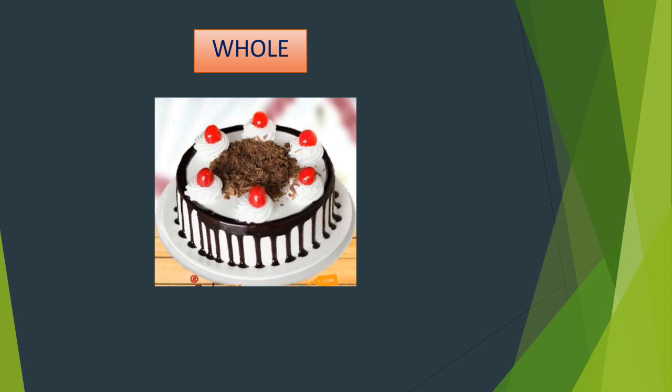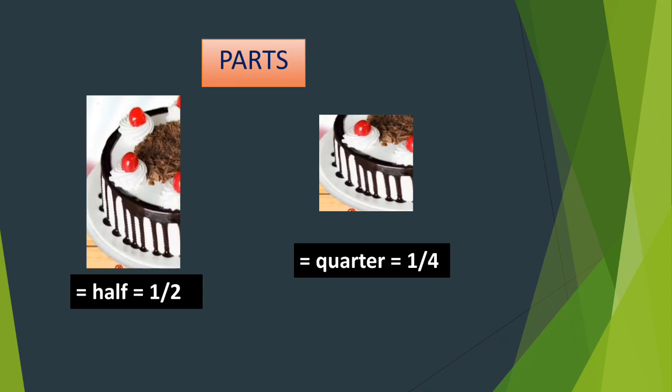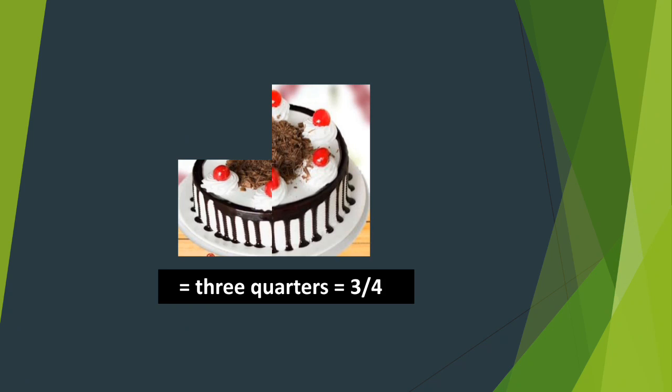Whole is a full thing. Here you can see a cake, a full cake. We can say it's a whole cake. In case we cut this cake in the middle, you will get half, that is 1 by 2. Again, if you cut, we will get a small piece, that is quarter, 1 by 4. If you remove that quarter from the whole cake, you will get 3 quarters, 3 by 4.